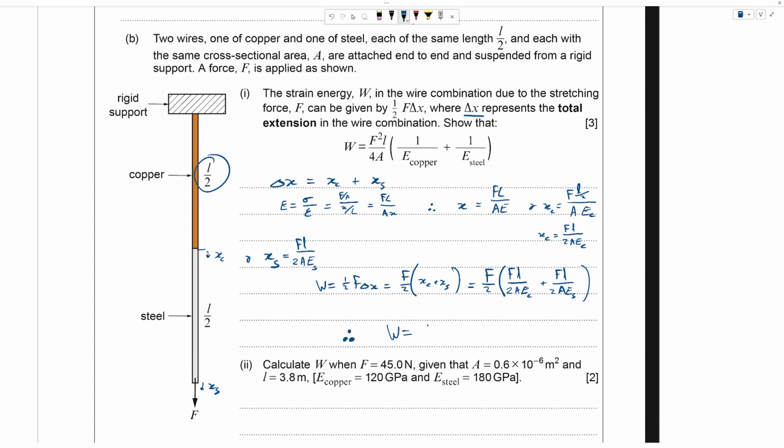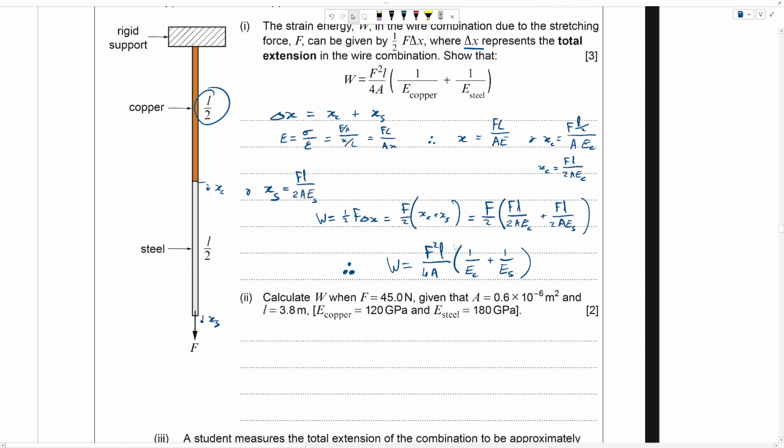Yeah, we're going to have F squared in front. We're going to have L in front. We're going to have 4A on the bottom. 1 over EC plus 1 over ES. Okay.